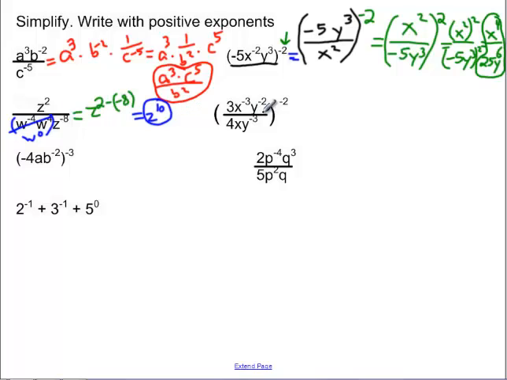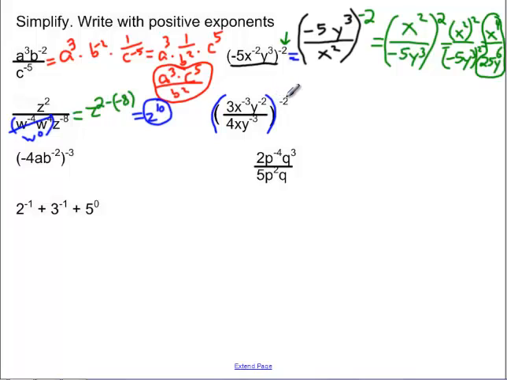So let's take a look at the next one. 3x to the negative 3rd power, y to the negative 2 power over 4x, y to the negative 3rd power, all to the negative 2 power. For all these, we really have to take a look at what the base is and what the exponent is. So let's try to simplify what's inside the parentheses, what's inside our base, before we apply the negative 2 power.